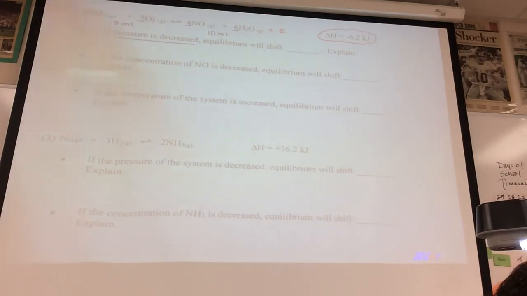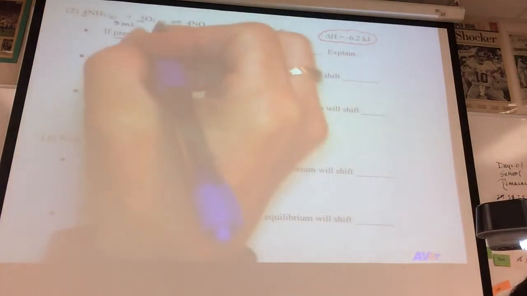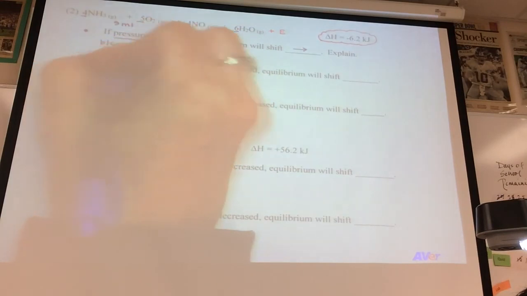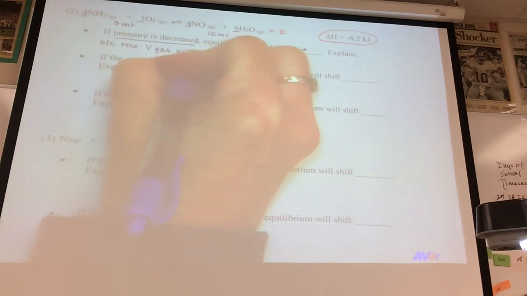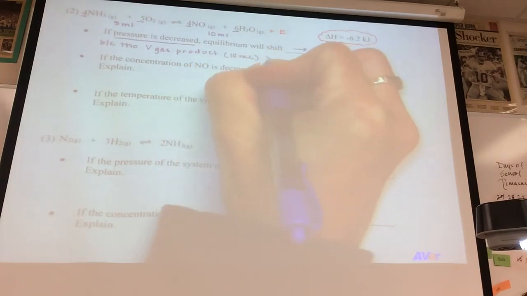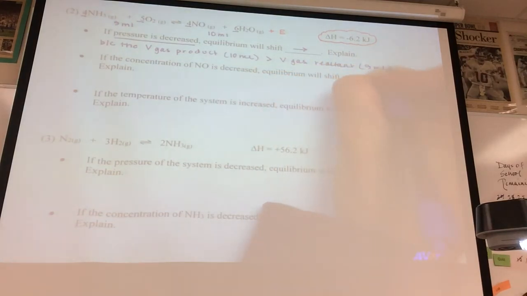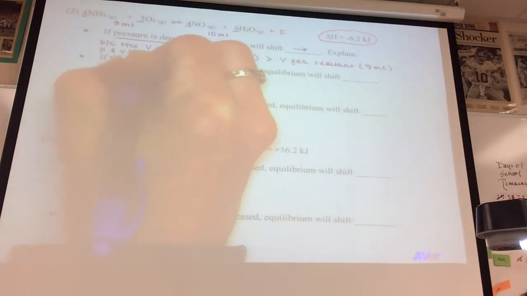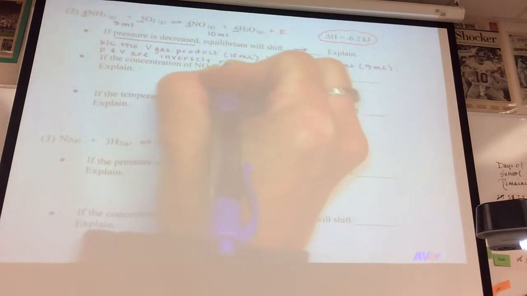If pressure is decreased, equilibrium will shift in the forward direction because the volume of gaseous product, which is 10 mils, is greater than the volume of gaseous reactant, which is 9 mils. And we know that pressure and volume are inversely related.